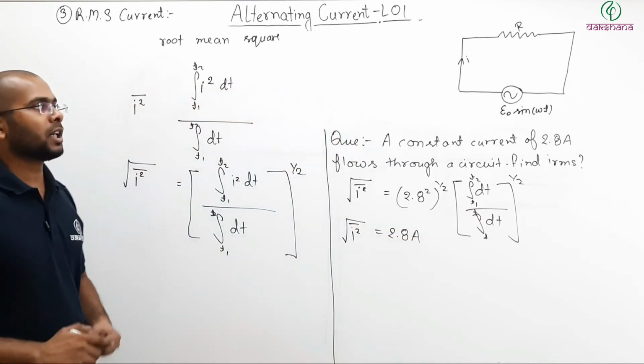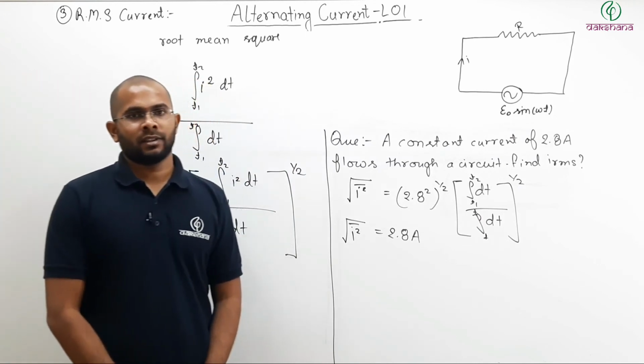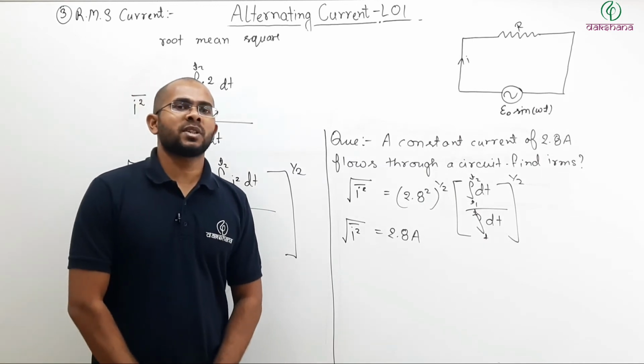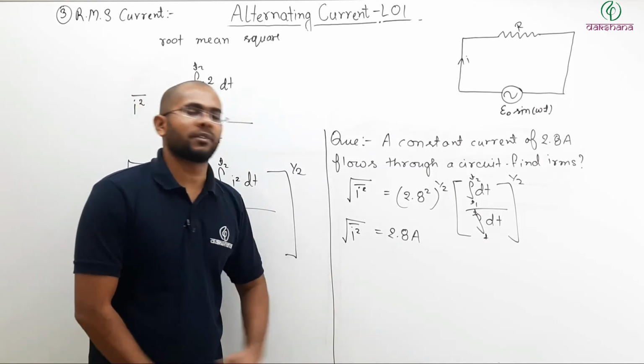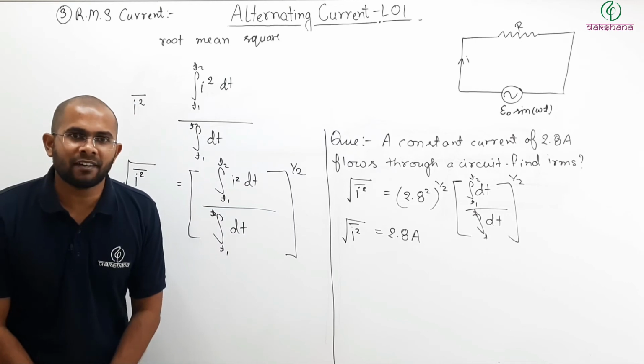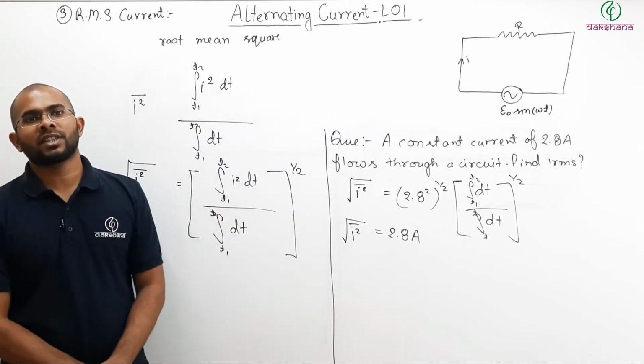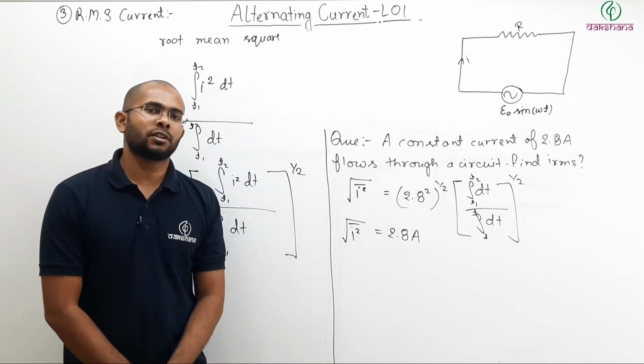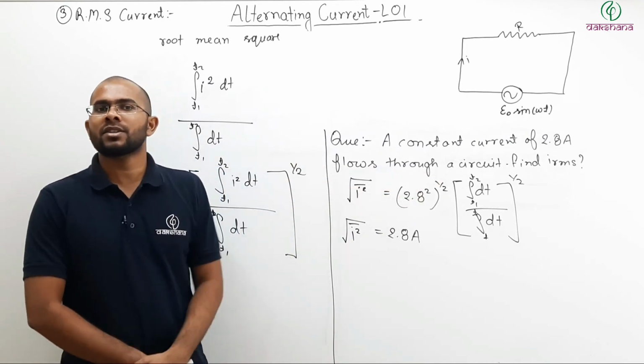Meaning, for a constant DC current, IRMS will be the same as the value of the current. And what about I average? I average will also be the same. For example, if you are moving with a constant speed, what is your average speed? Same as the constant speed.